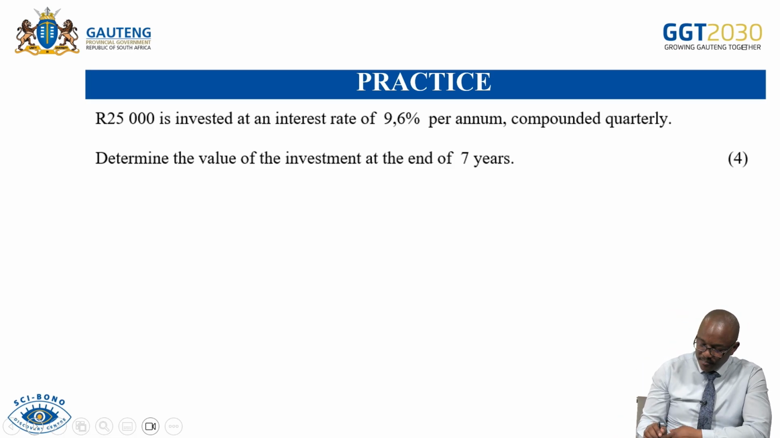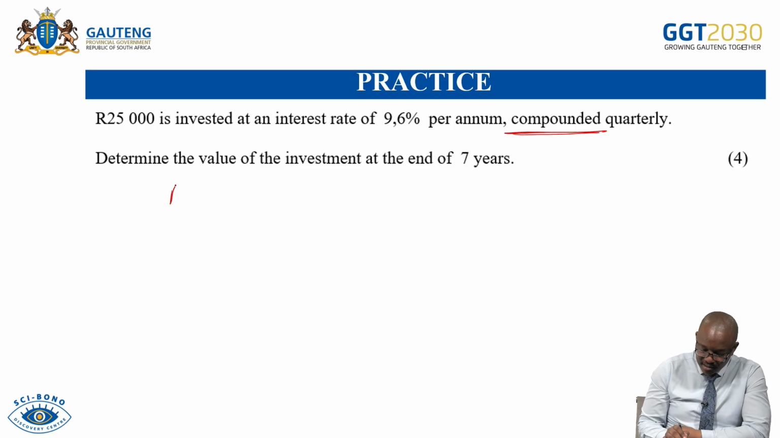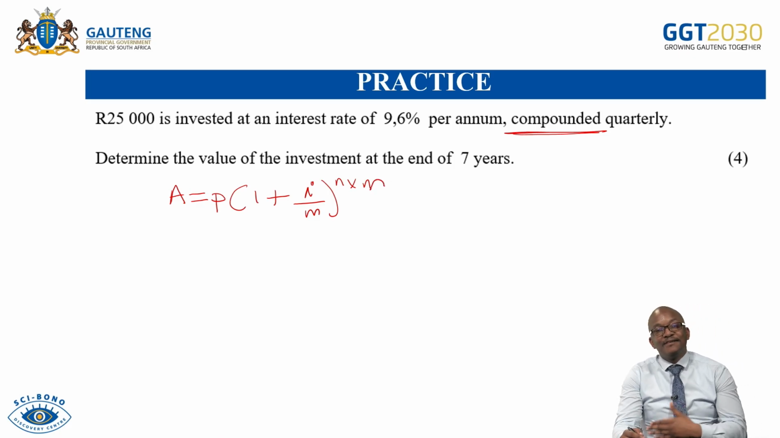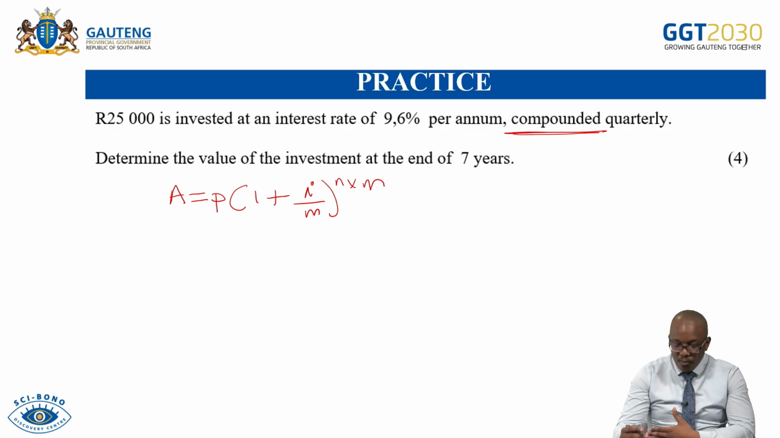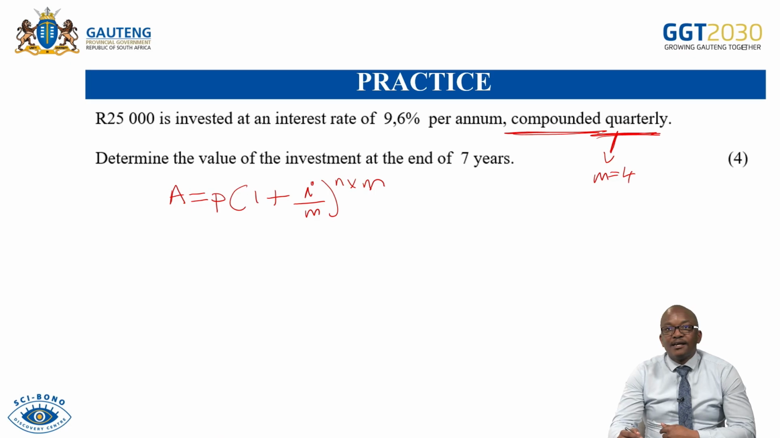So now what happens here? Remember, we are talking about the compound formula here. We have A equal to P(1 plus i over M). Remember, we have to divide by M and also multiply our number of years by M. And that M means different periods. Why are we saying so? Because it's compounded quarterly, and we know that compounded quarterly means 4 times a year.